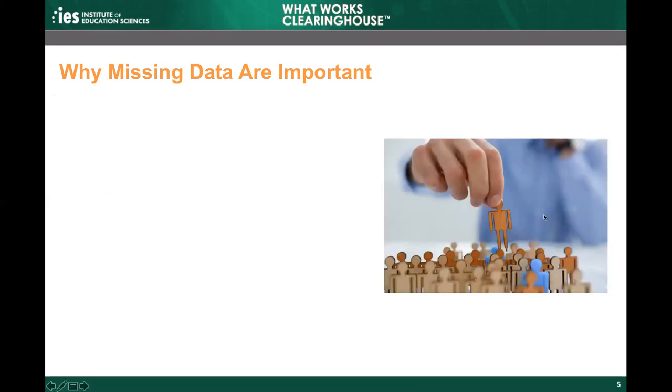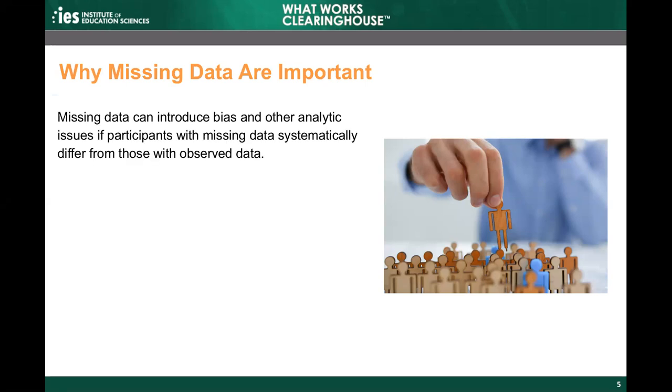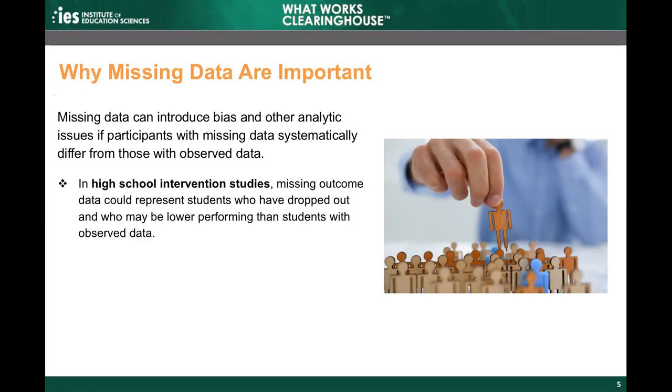So the challenge presented by all of these scenarios is that missing data can introduce bias and create other analytic issues if participants with missing data systematically differ from those with observed data. So perhaps a good example of a case in which missing data could potentially introduce bias is to think about the case of a high school intervention study.